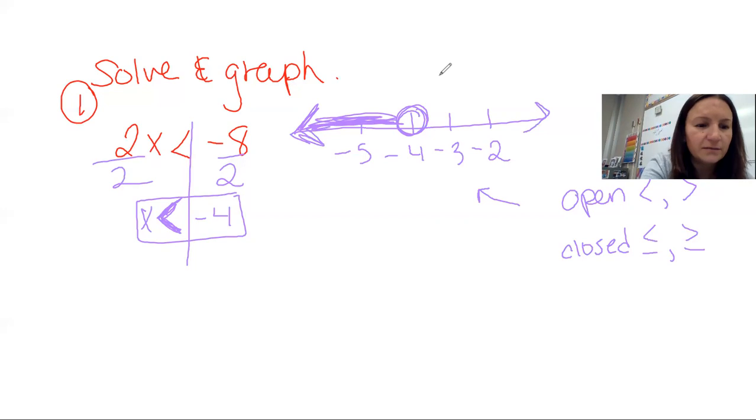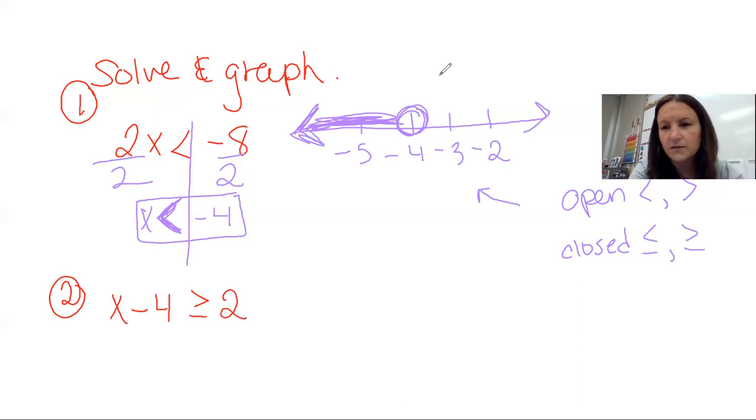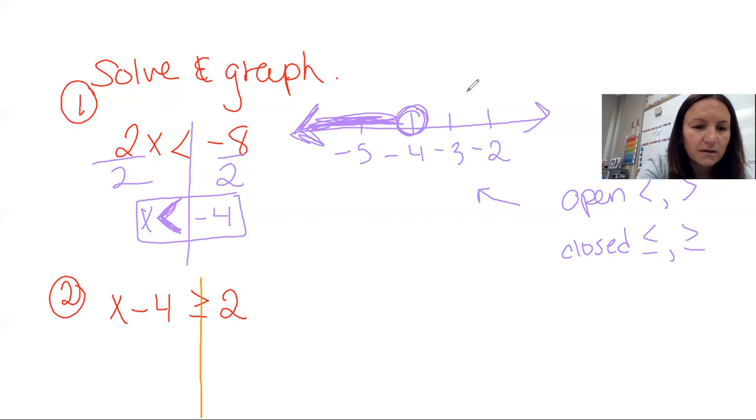Right, let's try another one. Okay, so again, you solve an inequality like you solve an equation. So to get rid of the -4, I'm going to add 4 to both sides. So x is greater than or equal to 6.